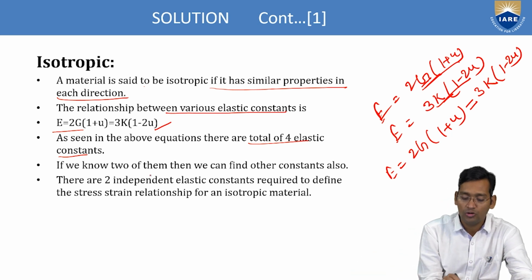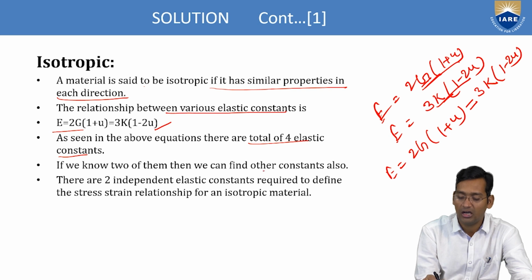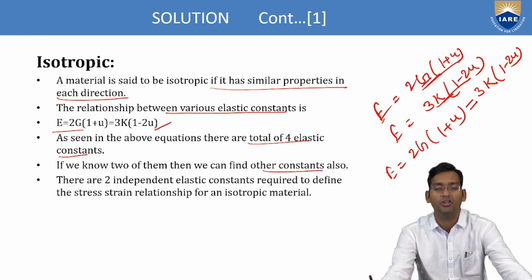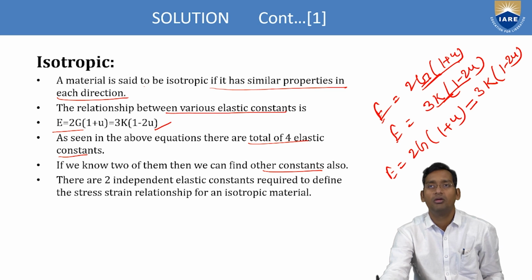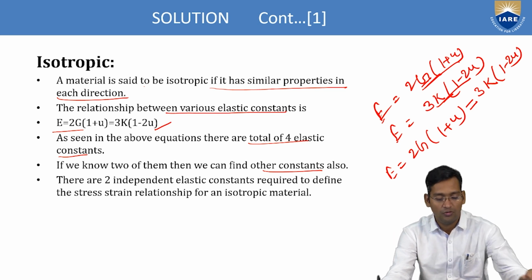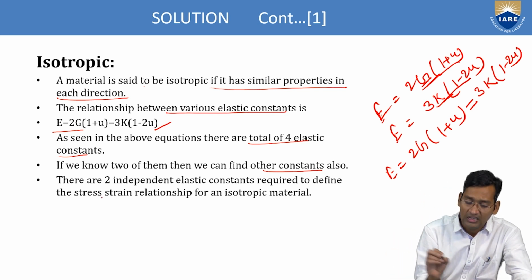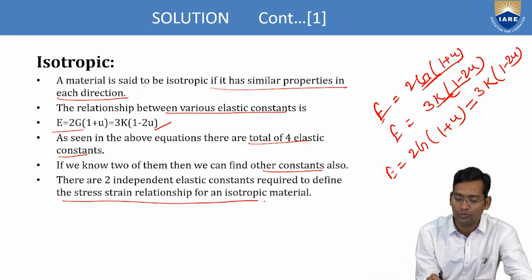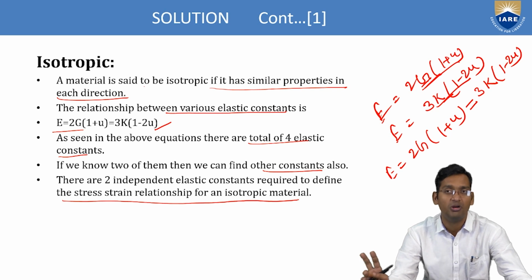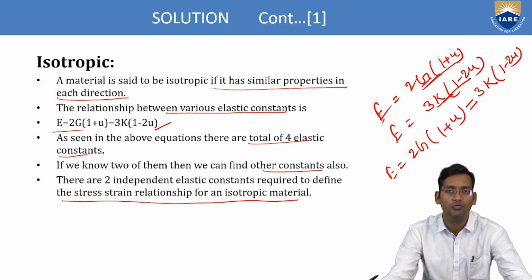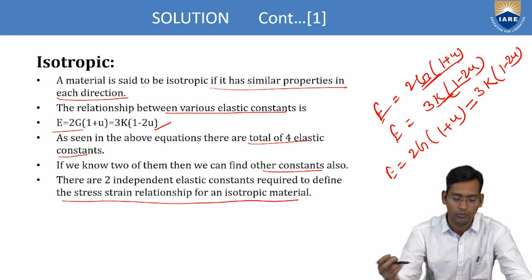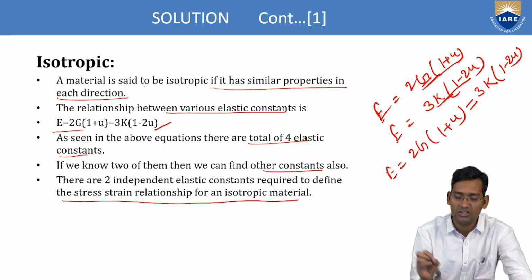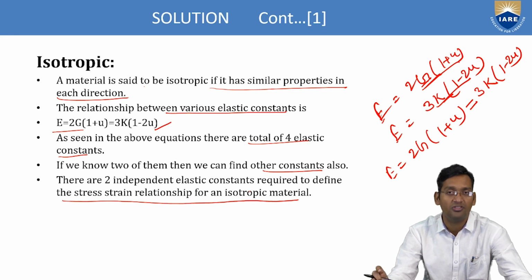If we know 2 of them, then we can find the other constants also. Out of these, if we know 2, then the other constants we can find. There are 2 independent elastic constants required to define the stress-strain relationship for an isotropic material. So a total of 4 are there, but if we know 2, then the remaining 2 we can find. Hence, what is our minimum requirement? That we should know 2.